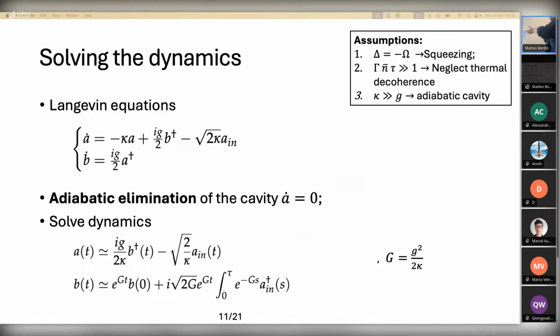And we are able to solve the equations of motion for the photon and phonon modes, with an effective coupling that is now G squared over 2 kappa. We will come back to this later.